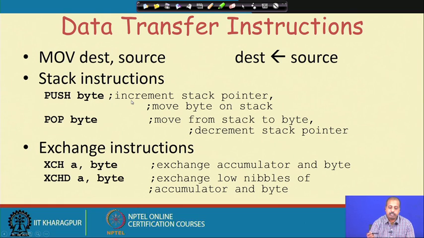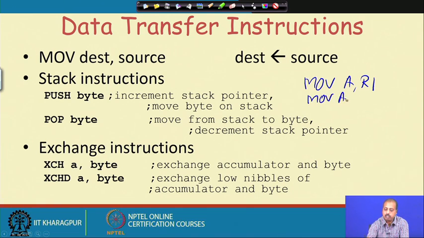For the MOV destination, source instruction, I can have an instruction like MOV A, R1. So R1's value is moved to A. Then we can have MOV A, 3, so memory location 3's content will come to A. This MOV instruction is always with the internal memory. It does not access the external memory.